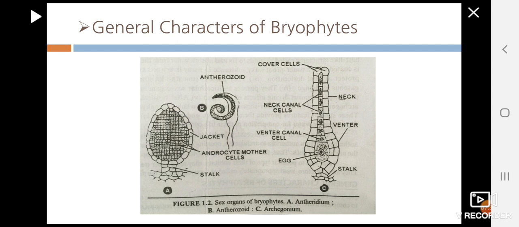biflagellated antherozoids, and archegonia possess a venter and the neck. In the neck there are neck canal cells, in the venter there are a venter canal cell and the egg, and a very small stalk is also present. So antherozoids require water, they are motile, and they enter into the neck, reach the egg, and fuse with the egg to form the zygote. Next, sporophyte.